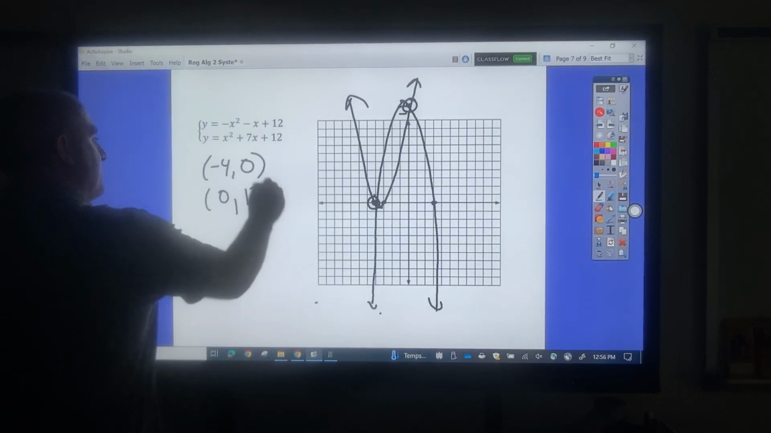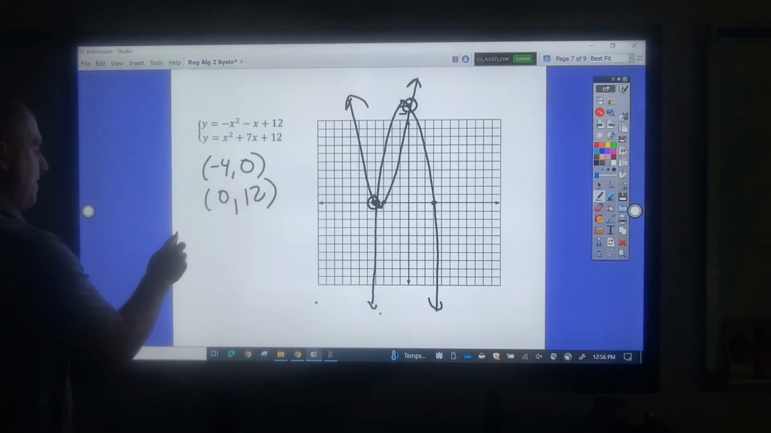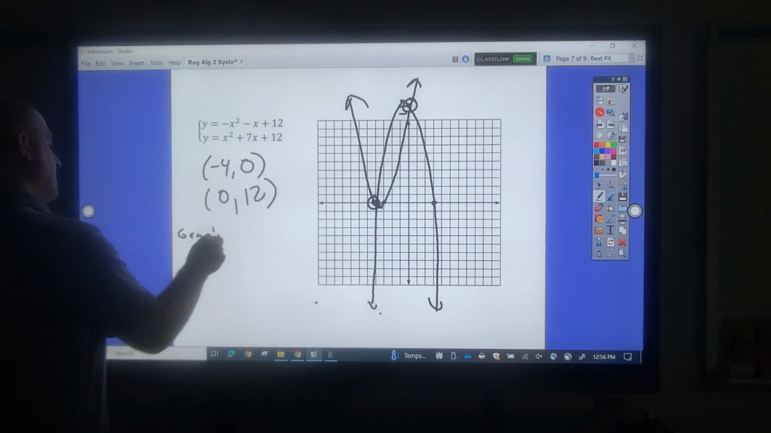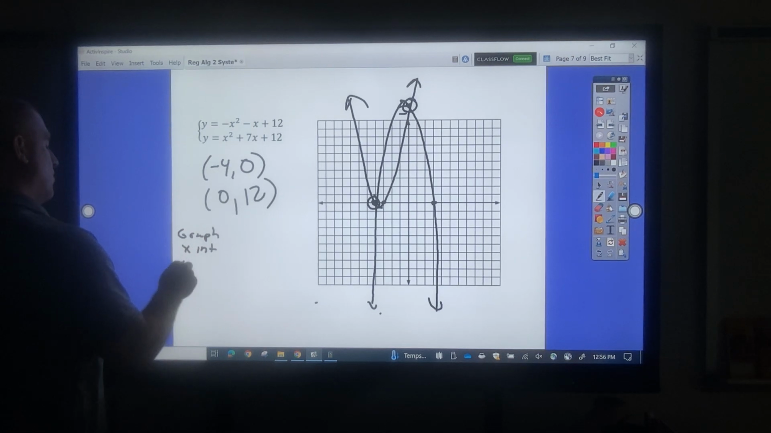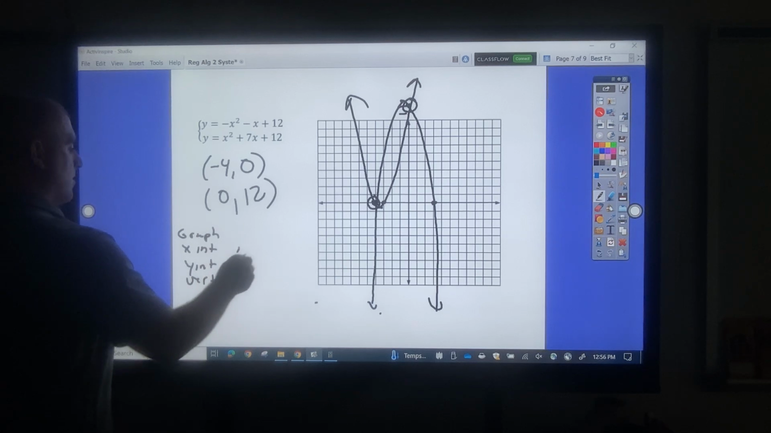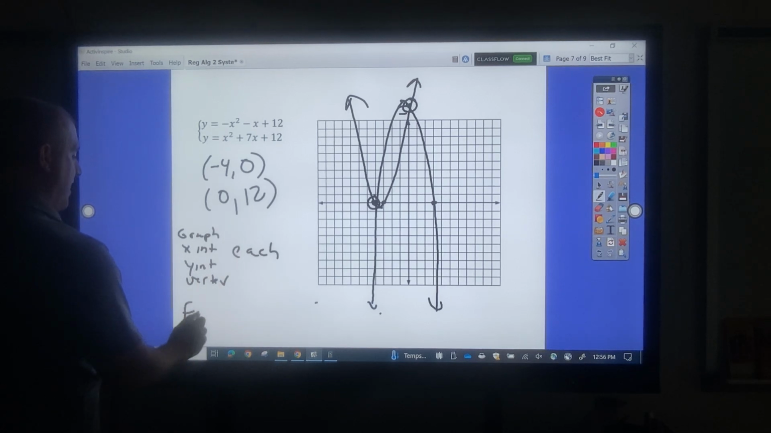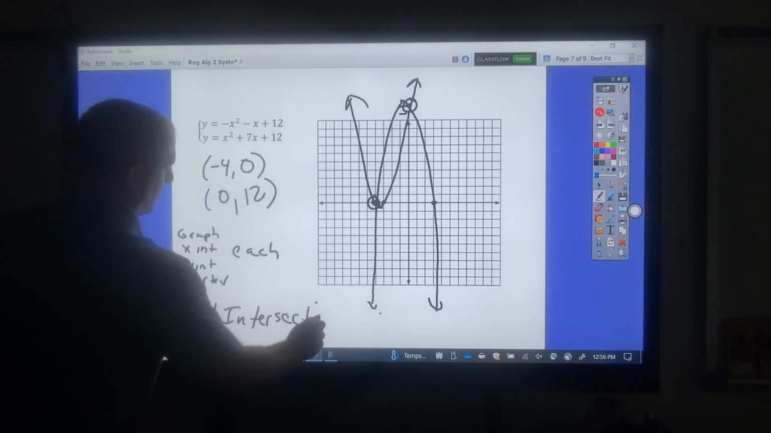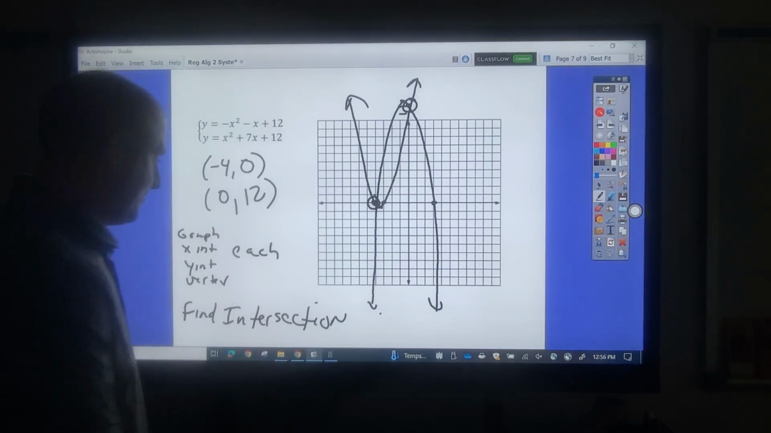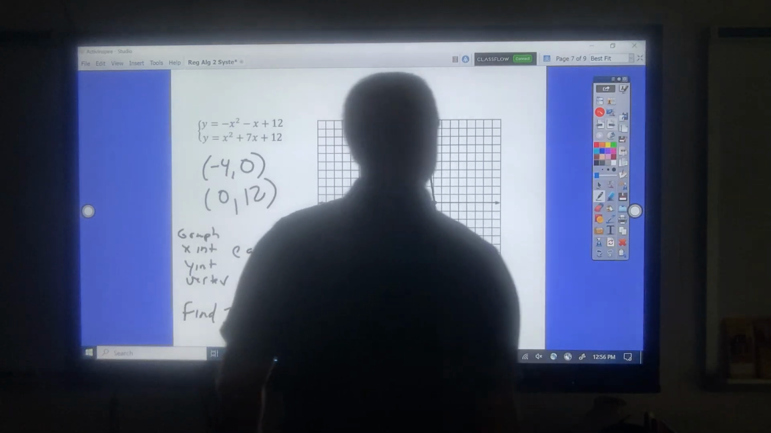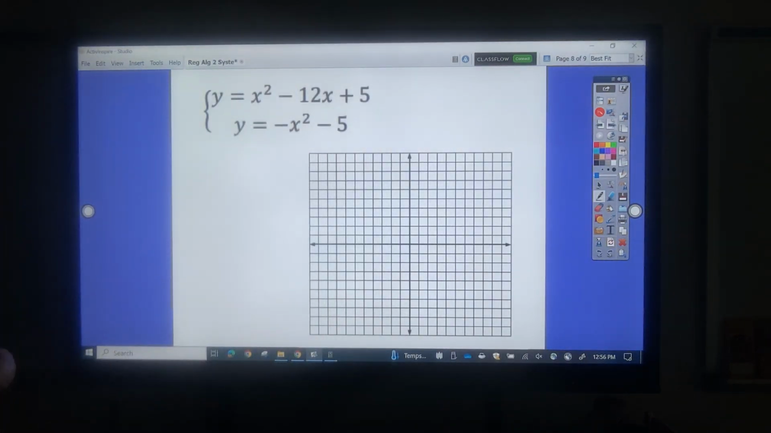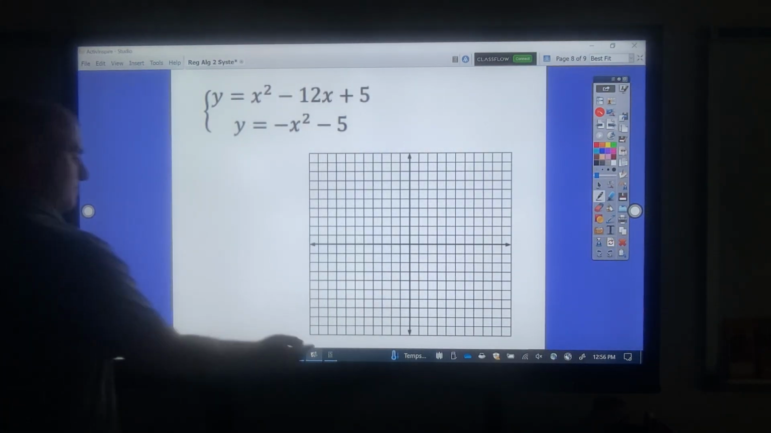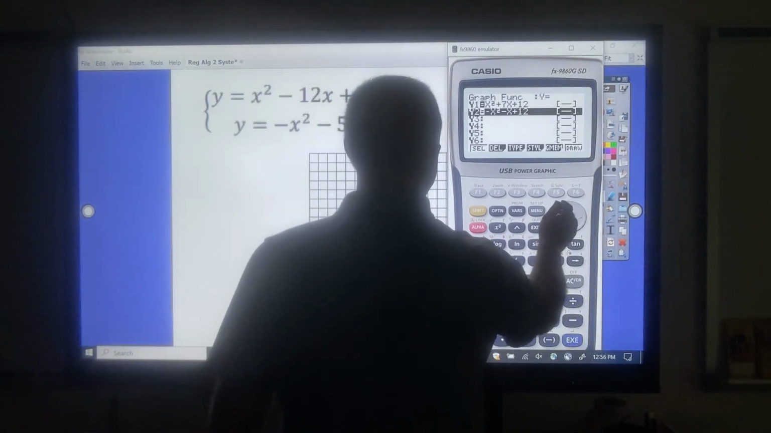So you have to be able to graph these things. Basically we want to graph each one's x-intercepts, y-intercepts, and vertex. We want to graph each, and then we want to find the intersection. Let's do one more. So let's graph one of these, and then we'll graph them both together.